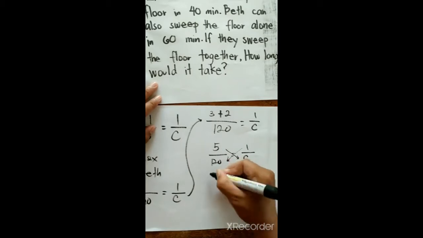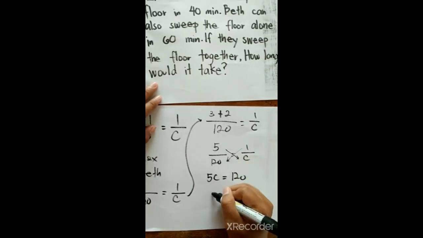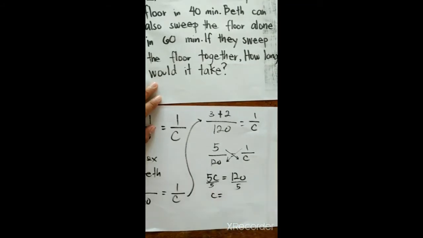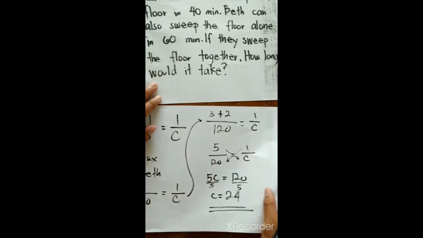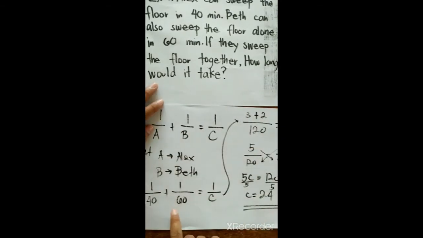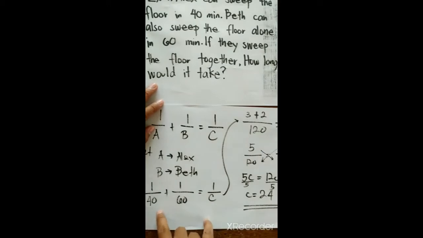So 5 times c is 5c and we have 120. Dividing by 5 both sides, 120 divided by 5 is 24. So we have 24 minutes as the time taken by both Alex and Beth if they sweep the floor together. As you can see, it is smaller.